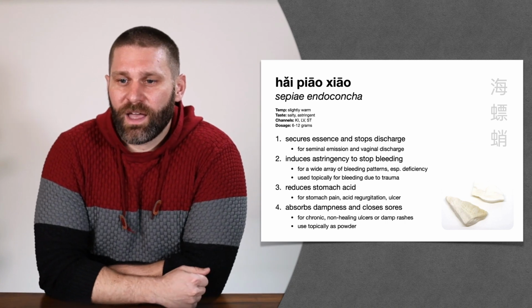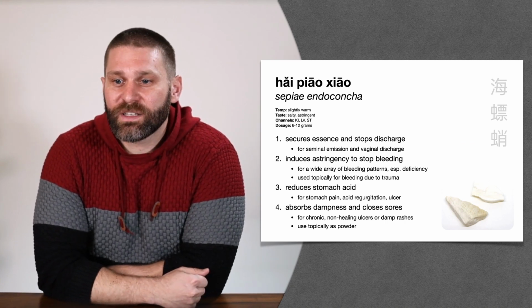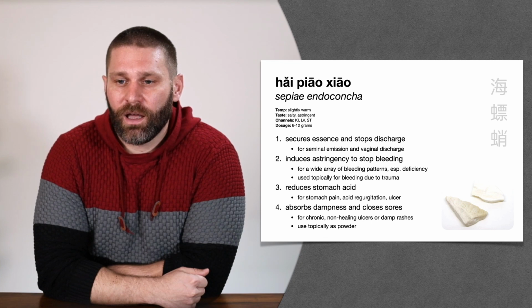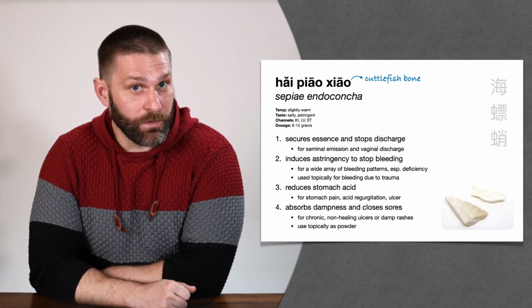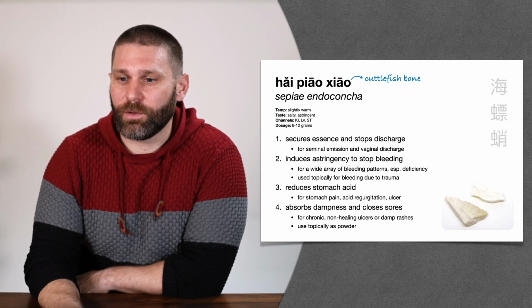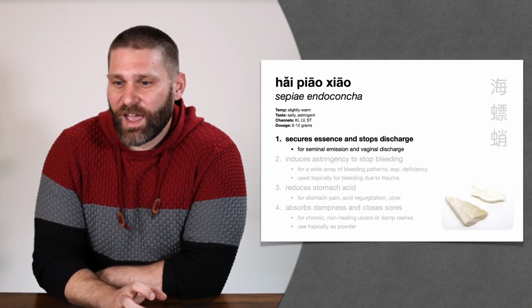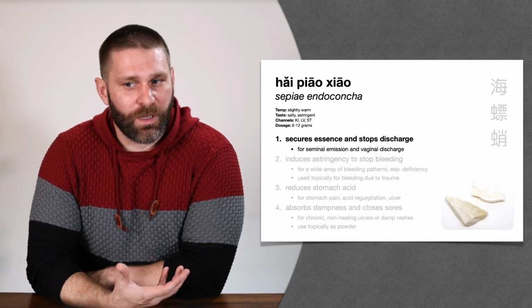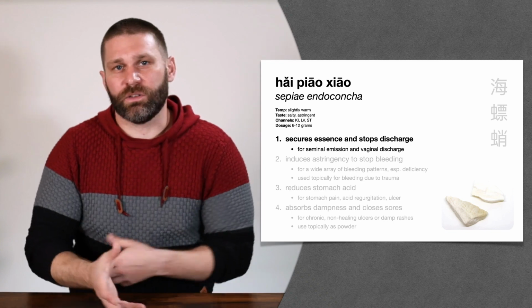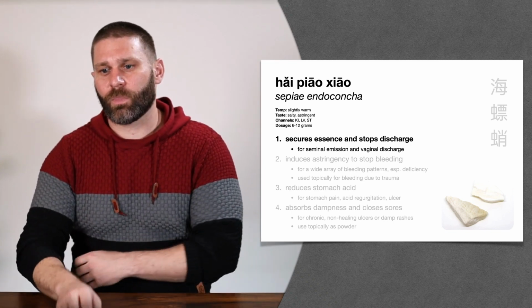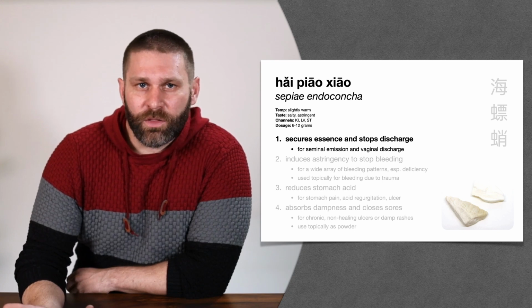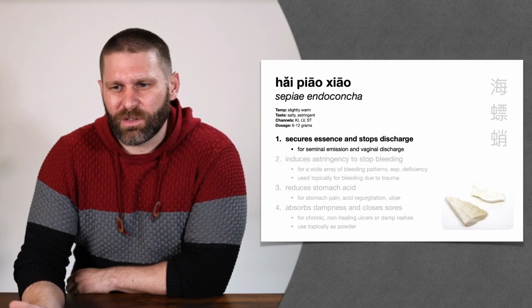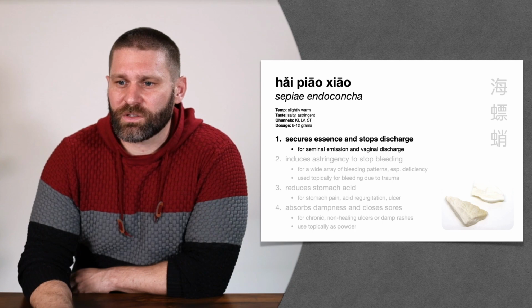Then we're getting into our last ones. Hai Piao Xiao, Sepii Endoconcha. This is cuttlefish bone. So this one secures essence and stops discharge, especially for seminal emission and vaginal discharge. So it's that lower jiao leakage. This one is not really tonifying like our other ones that tonified kidney yang. This one is more about inducing astringency to stop leakage.